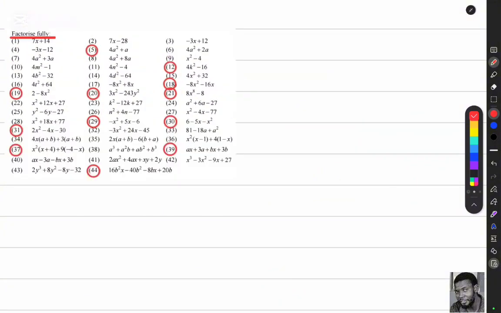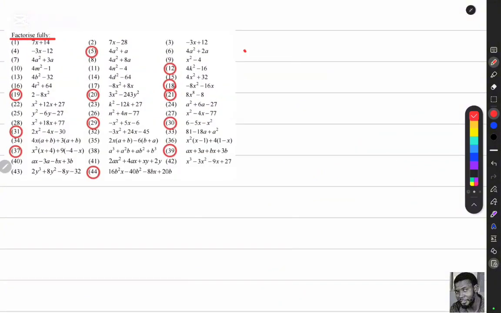Okay. Looking at number 21, we've got 8x to the power 8 minus 8. And here we've got an obvious highest common factor, which is 8. Let's factor it out. We'll be left with x to the power 8 minus 1. Because you take each term, you divide each term by the highest common factor.